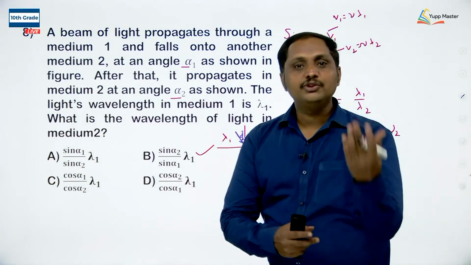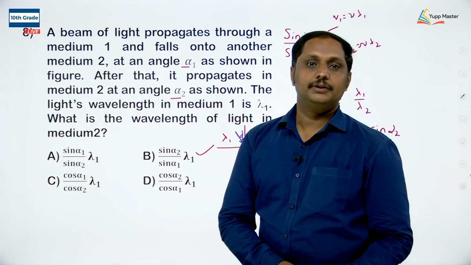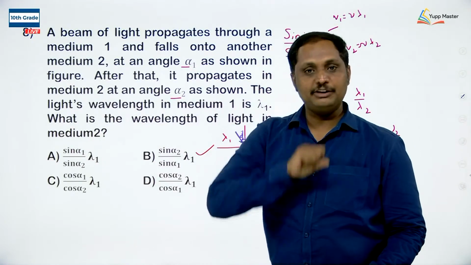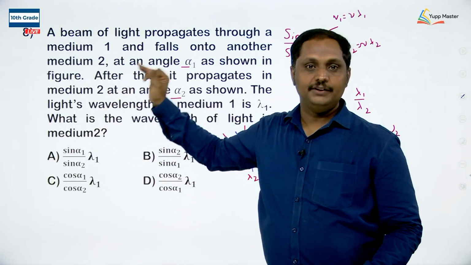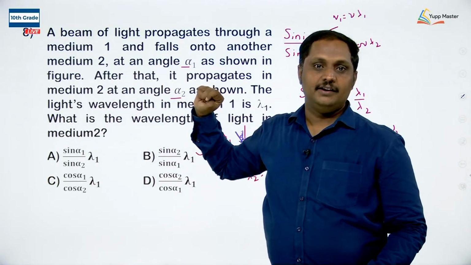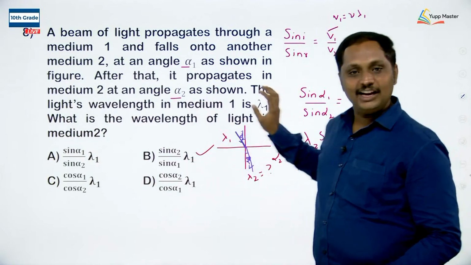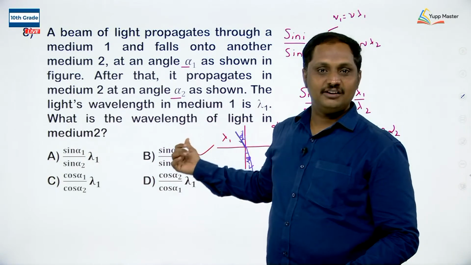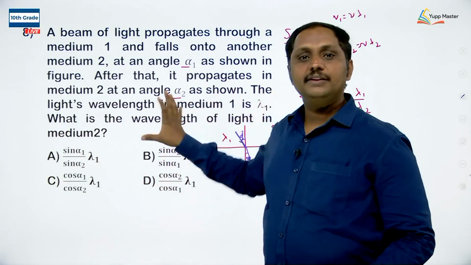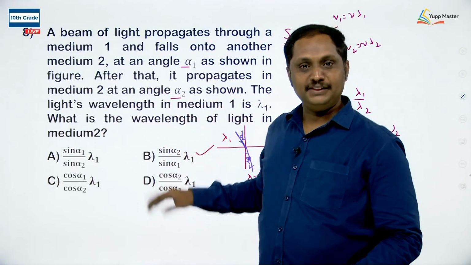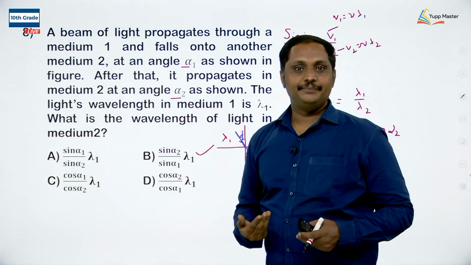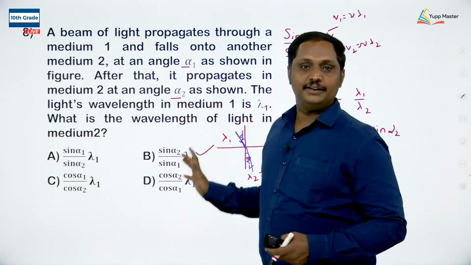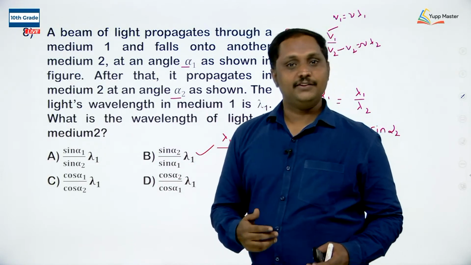So this is how they are going to frame the problems among the parameters velocity, wavelength, frequency, and angle of incidence and angle of refraction. Please know all these relations. In the coming classes also we will discuss very deeply how you can easily remember that with the help of diagrams. Thanks for your patience.